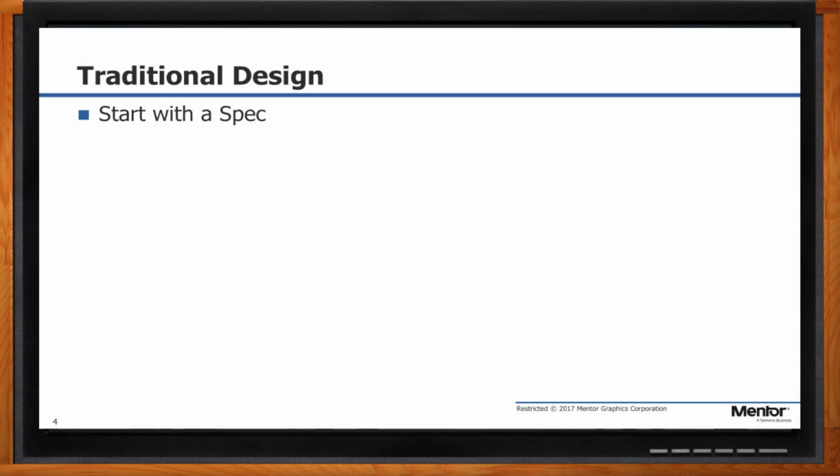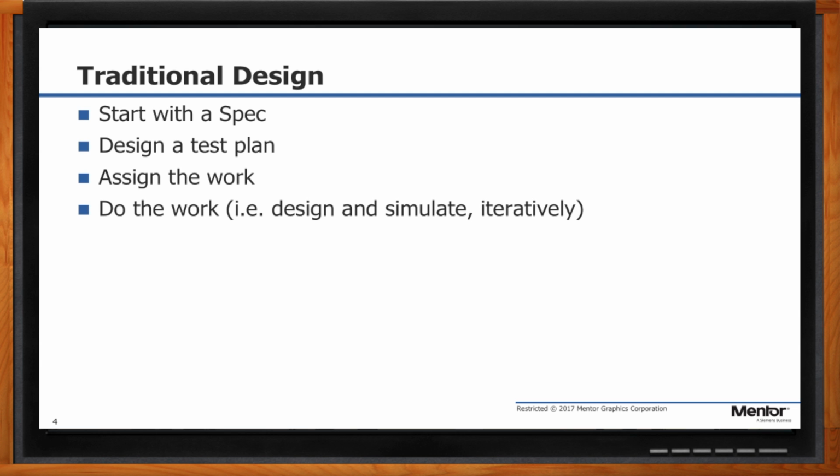And then the engineer would say, well, okay, I need a test plan. He may or may not formalize it at that point, but he needs to know what he's going to measure and how he's going to define success. Then perhaps an engineering manager, or if it's an individual engineer, he's going to prioritize the work and figure out who's going to do what and when they're going to do it. Then you're going to actually do the work. You're going to do the design. You're going to do the simulation.